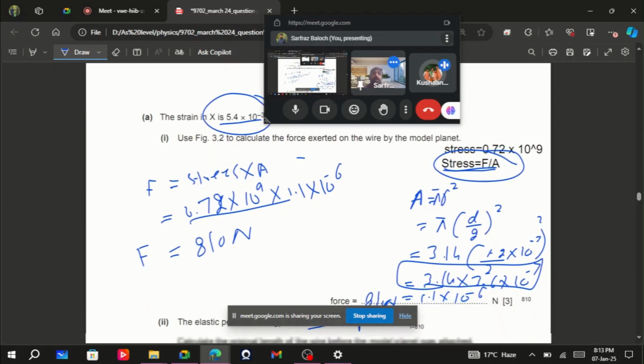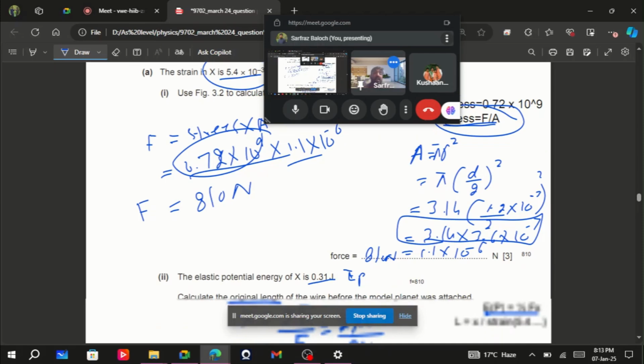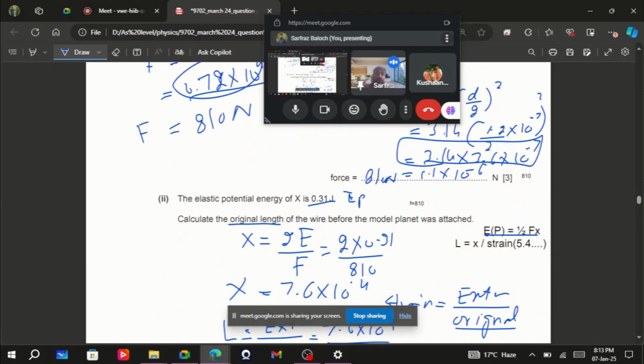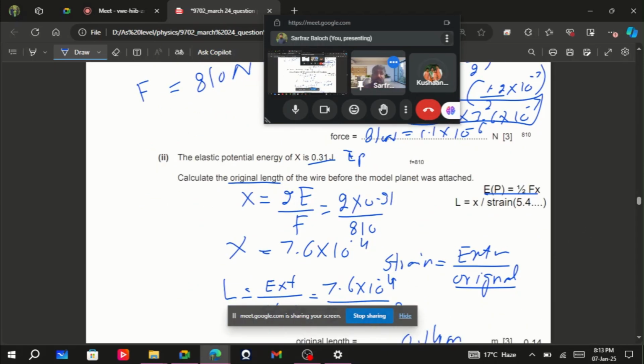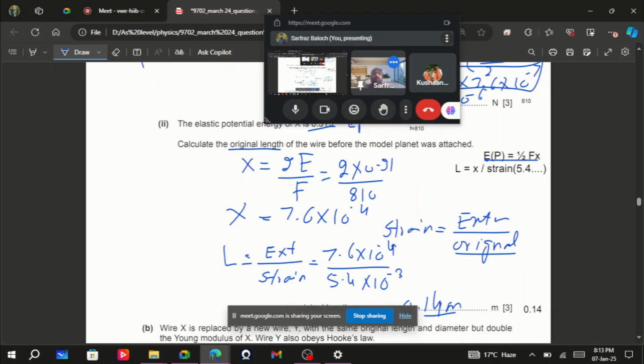Then you will use that value from the graph and multiply it with the area, and it will give you the value of force. Next, elastic potential energy is given, and calculate the original length of the wire before the model plane was attached. So we have to calculate the original length. You will use elastic potential energy is equal to half Fx.